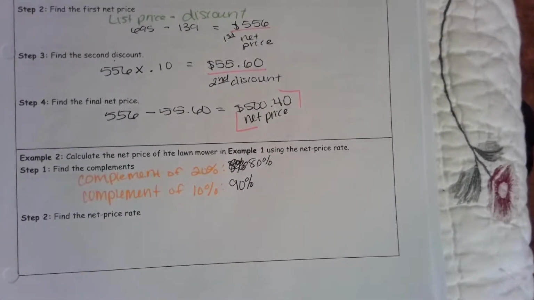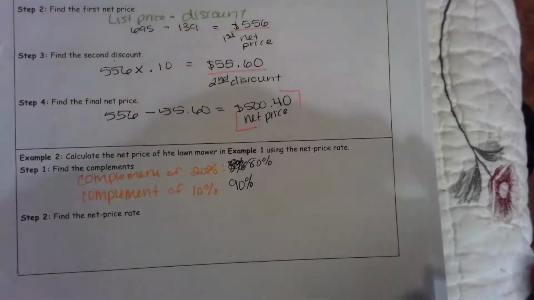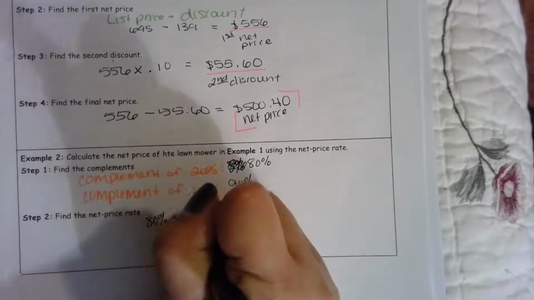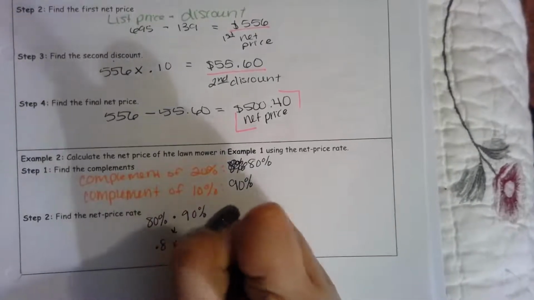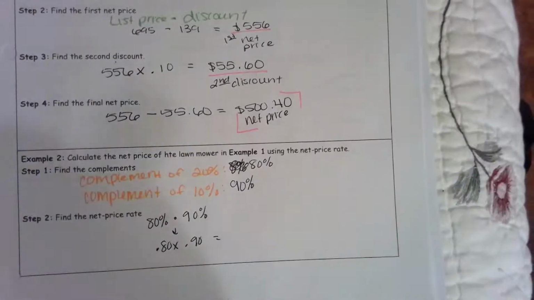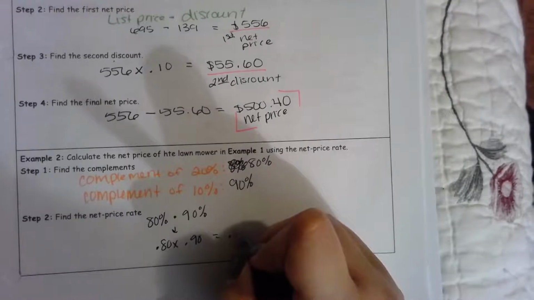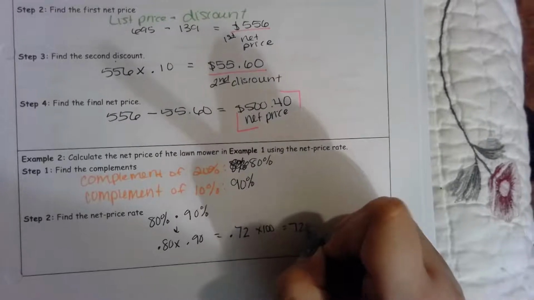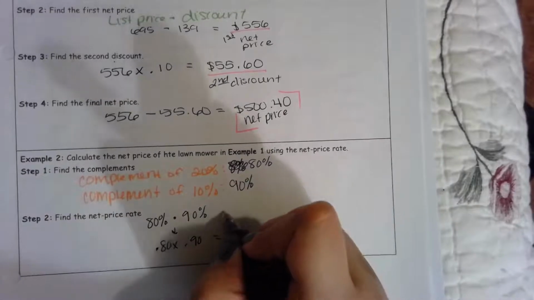Then this next step would be to take the product of complements of chain discount rates. So product just means multiplication. So you would do 80% times 90%, which would be 0.8 times 0.9, which would give you 0.72. You can multiply that back by 100 to get 72%. You could have also just done the percentages, and that would have given you 72% too.